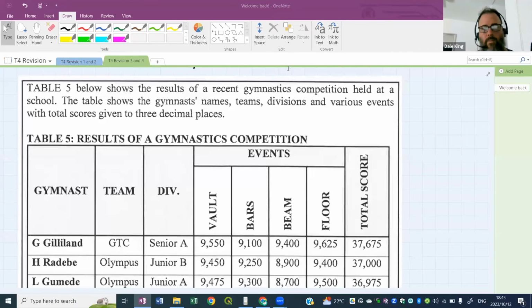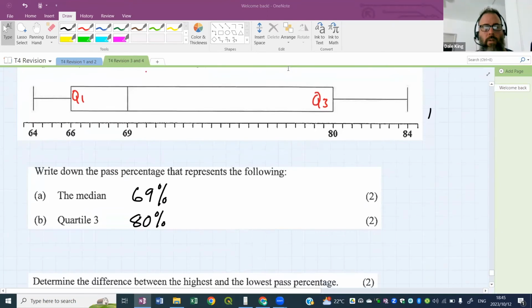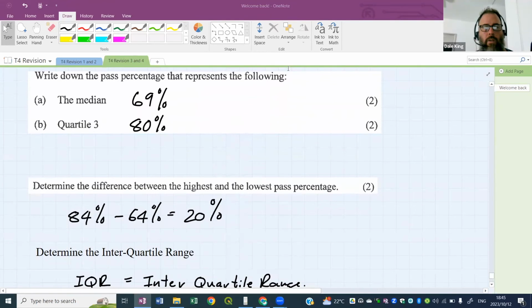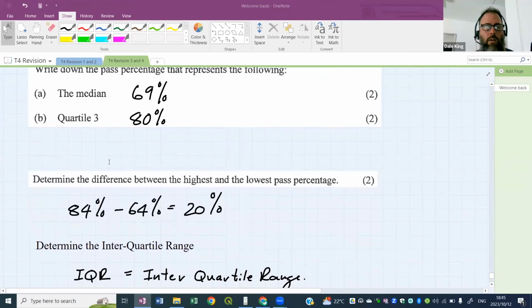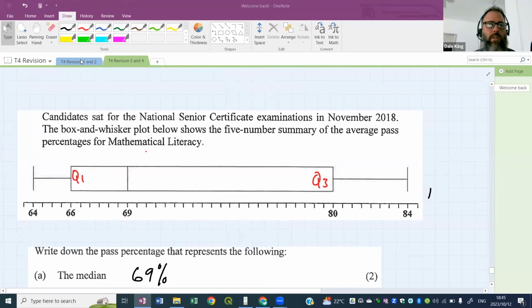Sir, I was hoping if you could please re-explain question 2 again. I was hoping if you could please give me a brief summary of question 2 again, sir. When you say question 2, is it the whole box and whisker question? Yes, sir. All right. I'll give you a brief summary. Do you understand a box and whisker plot? Do you know what a box and whisker plot is? Kind of.